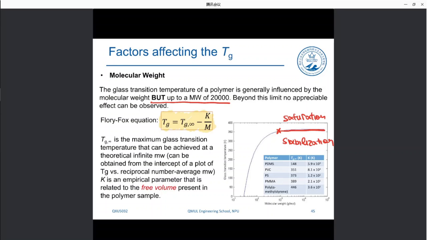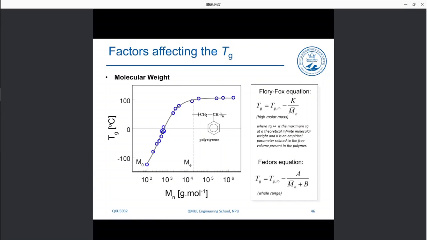It is highly empirical, and it has to do with two parameters. That is the Tg infinity, which is the maximum glass transition temperature that can be achieved at theoretically infinite molecular weight, and K, which is another empirical parameter. So it's not a very serious equation. It's a very empirical equation, and you won't be needing to use it. If you need to use it, you should be provided with Tg infinity and this K parameter.